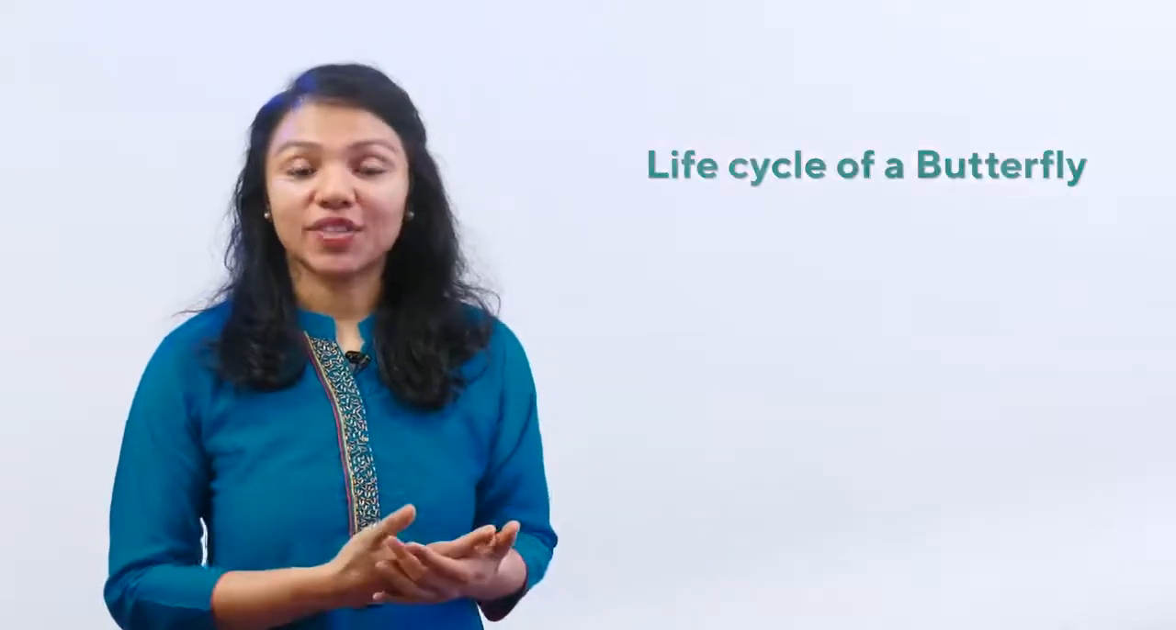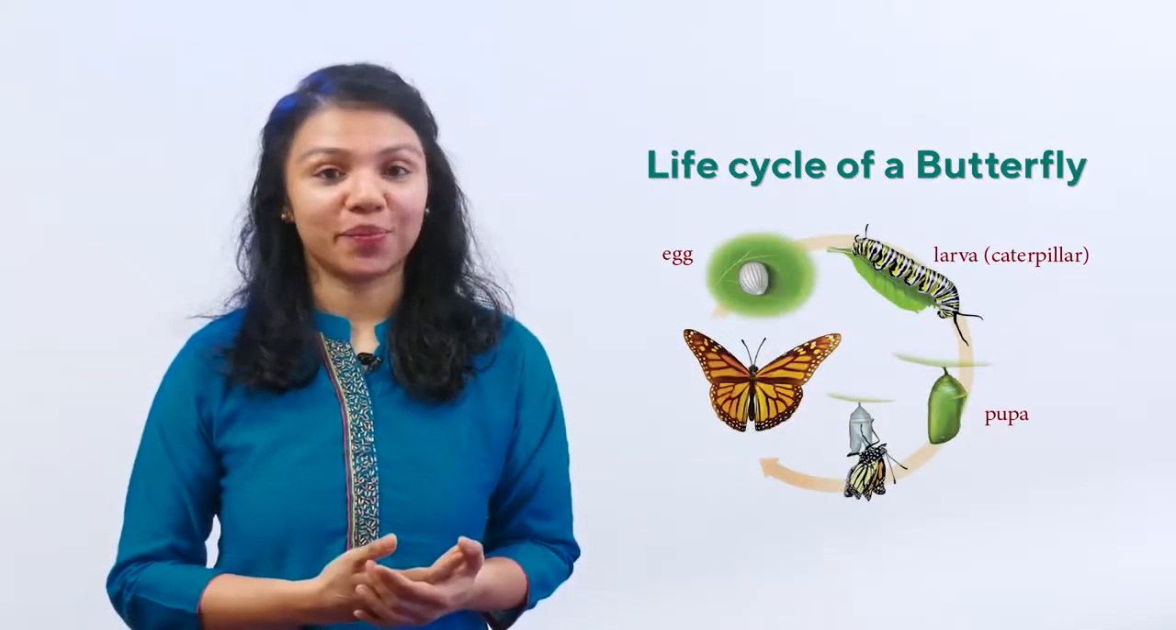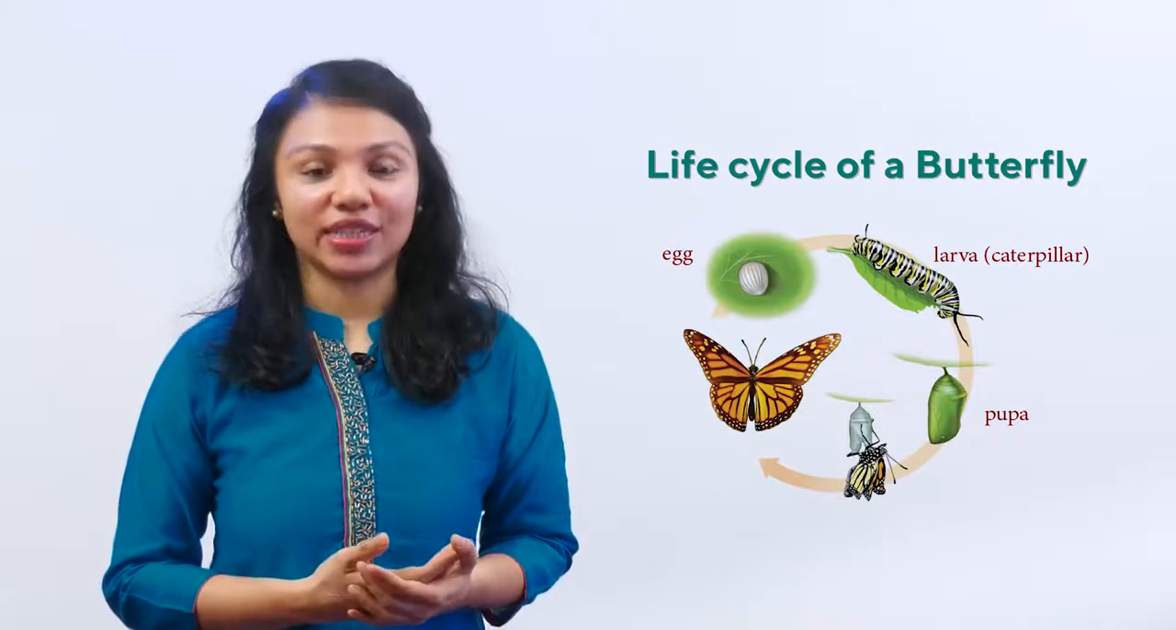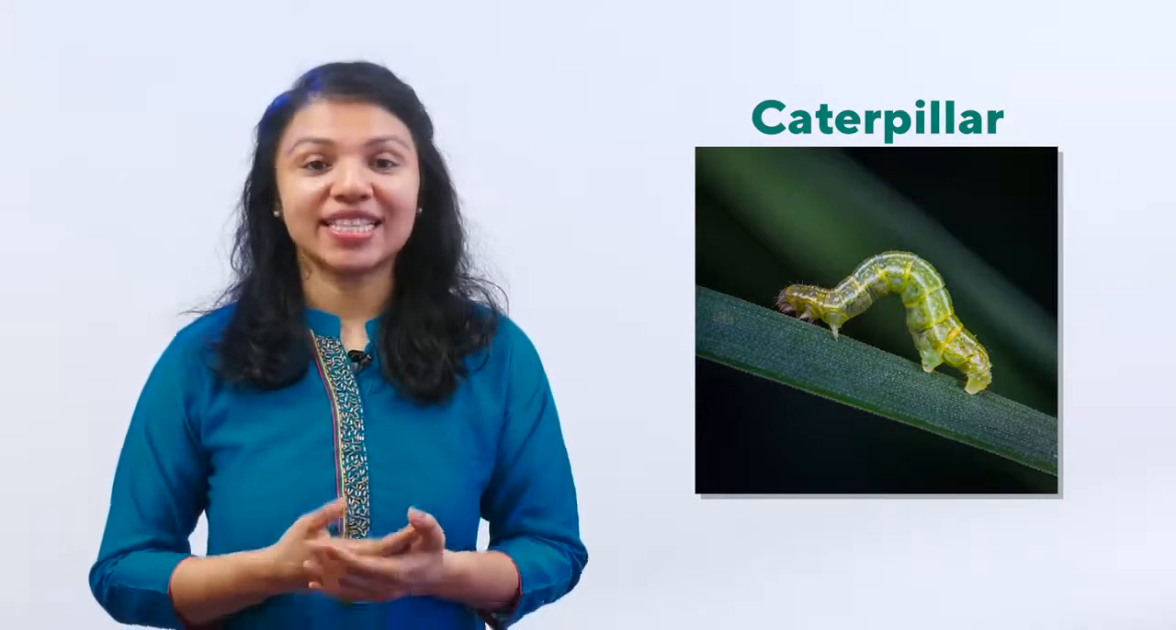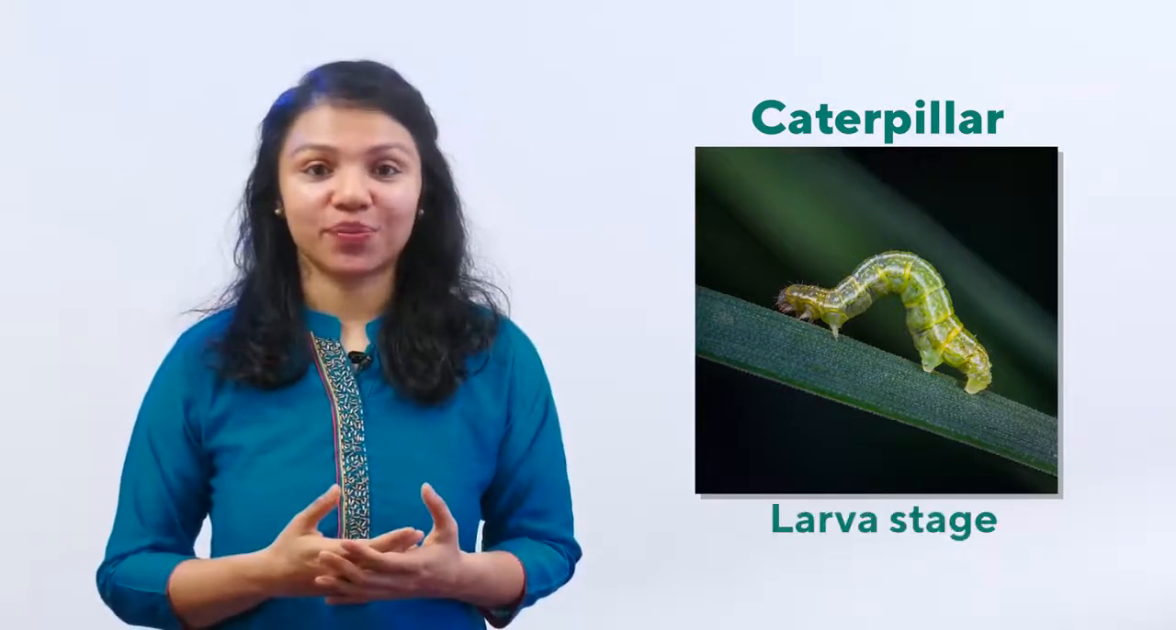Let's start with insects. Insects like butterflies, cockroaches, and ants. This is how the life cycle of a butterfly looks. The butterflies lay their eggs on the leaves. There are babies inside these eggs, and when they hatch, they look like caterpillars. We are very familiar with caterpillars, aren't we? This stage is called the larva stage.